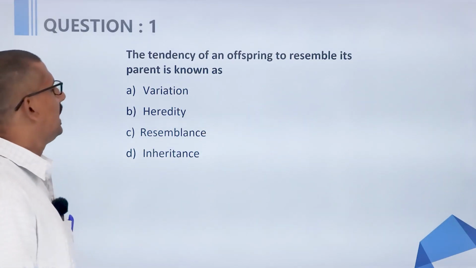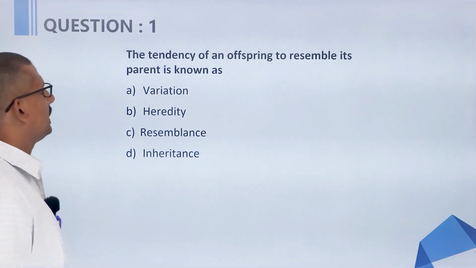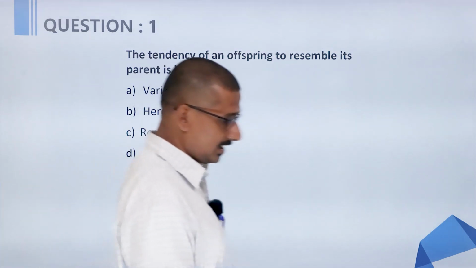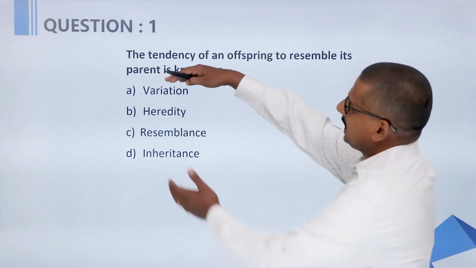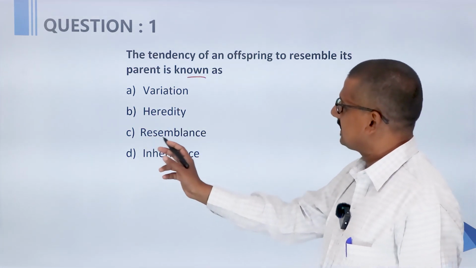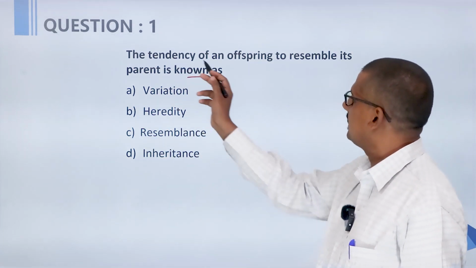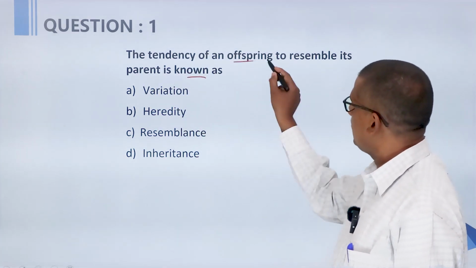The first question is: the tendency of an offspring to resemble its parent is known as. So nammada session innu endana heredity ne pattiyulla questions aanu. So first question thanne adine patti options um adey pole thanneyanu. Options A endana? Variation. B is heredity. C is resemblance. D is inheritance. The tendency of an offspring to resemble its parent, offspring and parent.